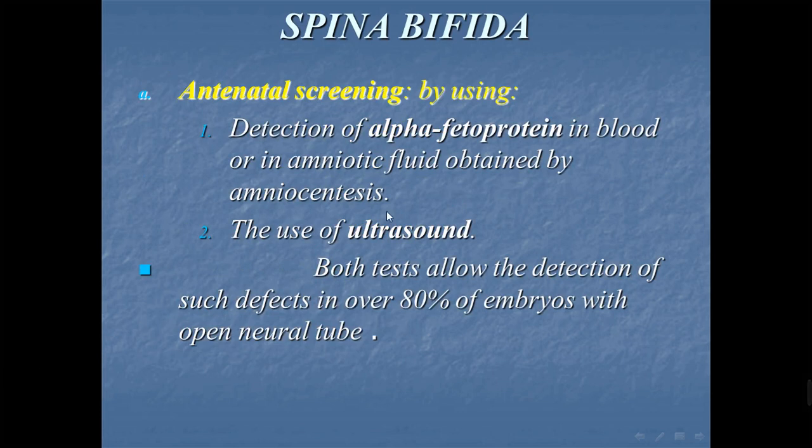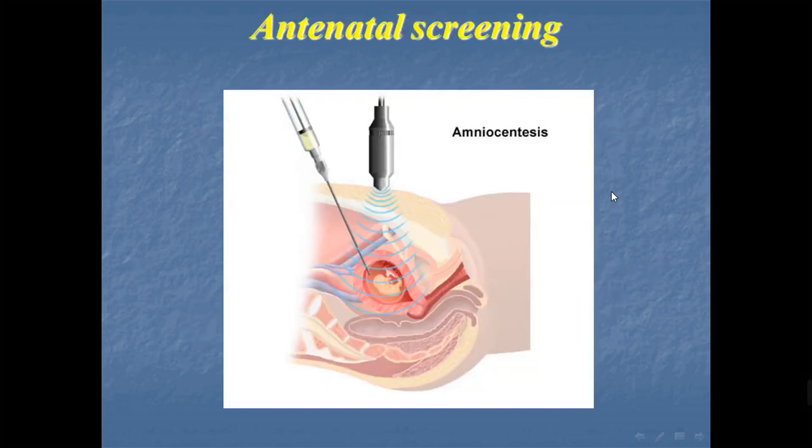Regarding antenatal screening, detection of alpha-fetoprotein in the blood and in the amniotic fluid obtained by amniocentesis will give me a clue about the presence of spina bifida. The use of ultrasound of the uterus of the mother will show me the presence of this cyst. Both tests allow detection of such defect in over 80% of embryos with open neural defect.